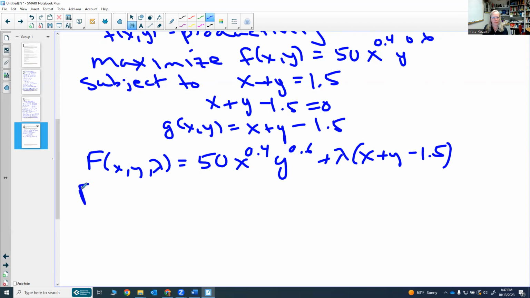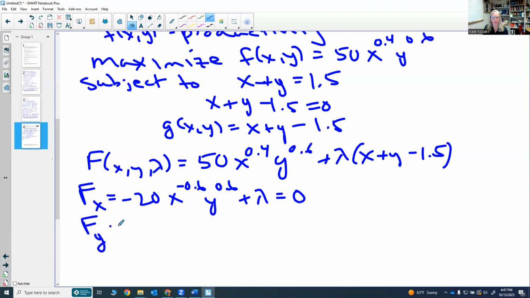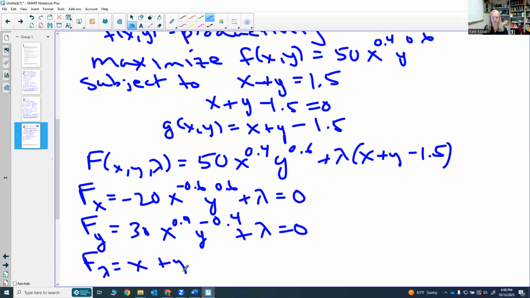So the partial derivative of capital F with respect to x will be negative 20 x to the negative 0.6, y to the 0.6, plus lambda equal to 0. The partial derivative of capital F with respect to y is going to equal 30 x to the 0.4 and y to the negative 0.4 plus lambda equal to 0. And capital F's partial derivative with respect to lambda is going to equal x plus y minus 1.5 equal to 0.